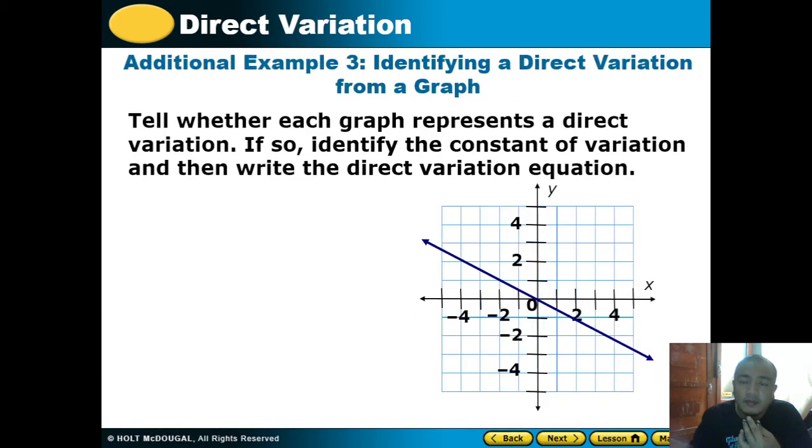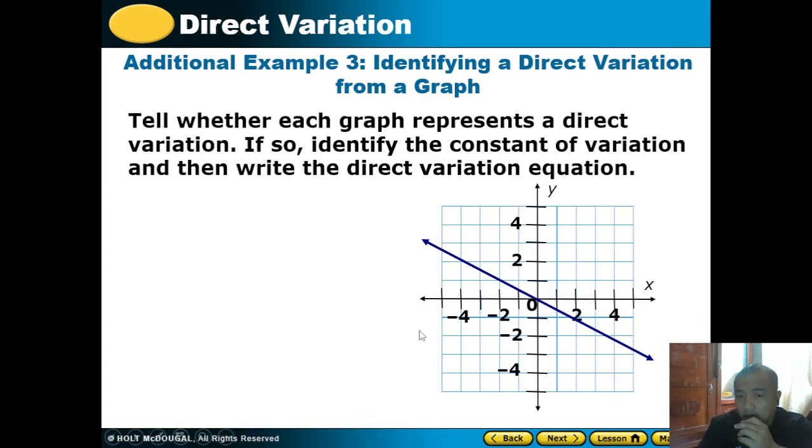Additional example, identifying a direct variation from a graph. Tell whether each graph represents a direct variation. If so, identify the constant of variation. So we have already learned how to identify direct variation from a table. This time, let us learn how to identify direct variation from a graph.